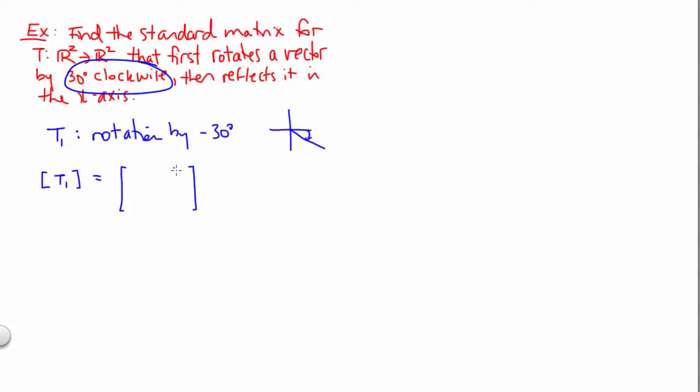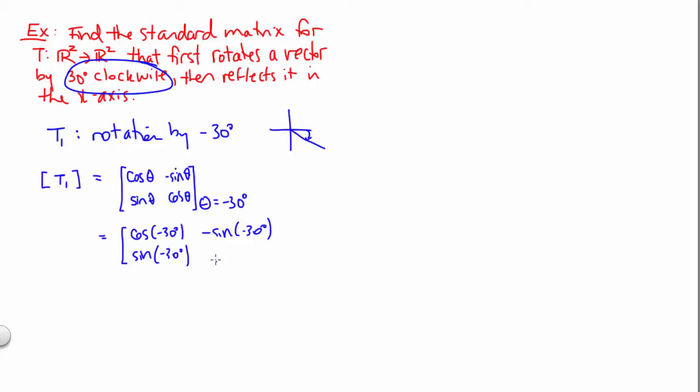We need to know the standard matrix for any rotation, and that is cos theta, sine theta in the first column, and minus sine theta, cos theta in the second column. And this is going to be evaluated at an angle of negative 30 degrees. So plugging in the appropriate angle here, we've got cos of negative 30 degrees, sine of negative 30 degrees in the first column, and then negative sine of negative 30 degrees and cos of negative 30 degrees in the second column.